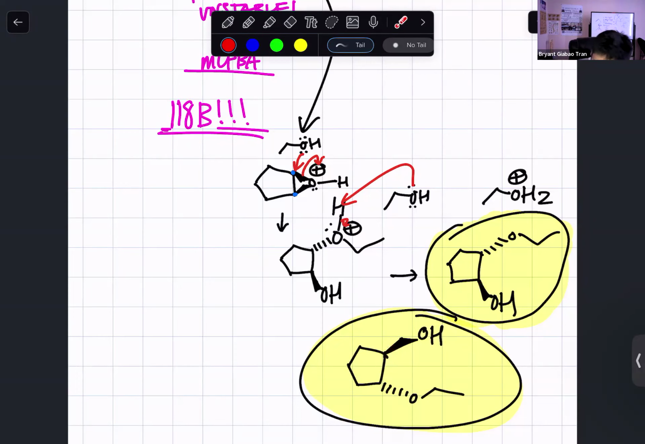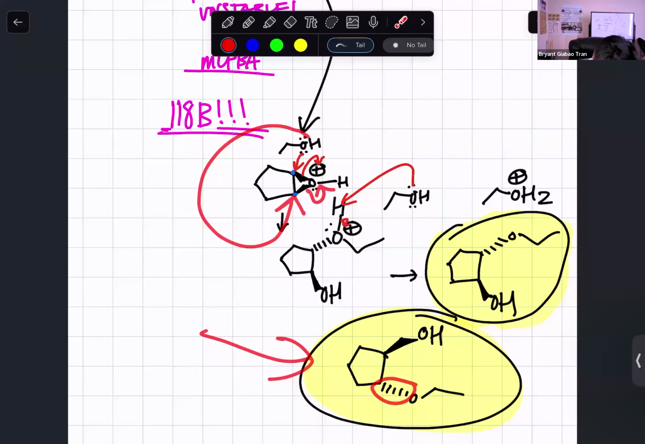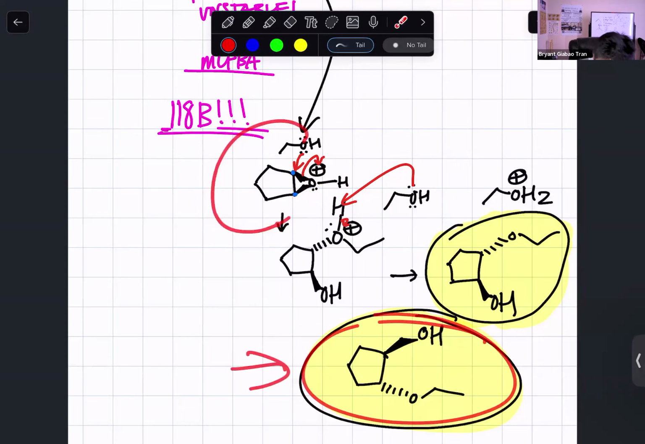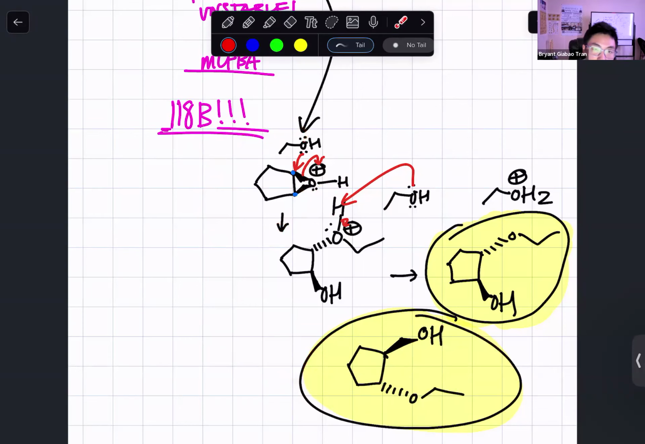This product here that we got originally was when the first equivalent of the alcohol attacked that carbon right there at the top. This second product that I just drew out is if this alcohol attacks the bottom carbon instead, inverting the stereochemistry at the bottom carbon into a dash OR, and then the OH at the top right here is going to become this OH right here. I didn't draw out the mechanism for this product, but this is the other product you get if the alcohol attacked that bottom carbon right there.